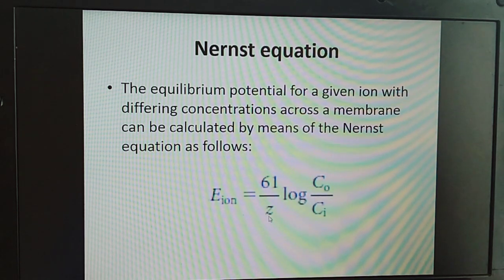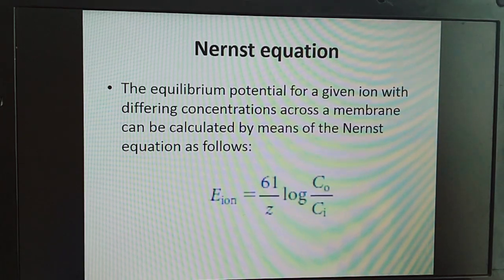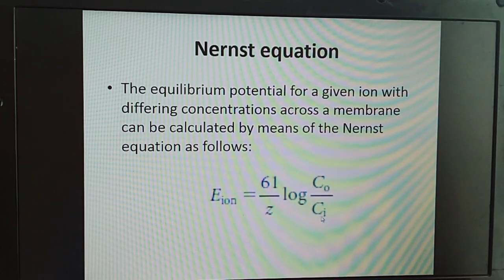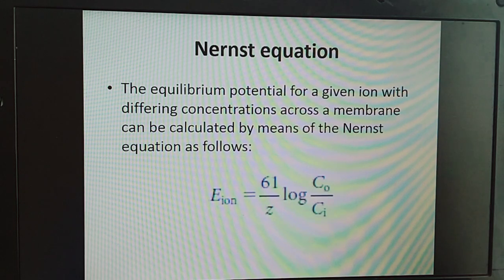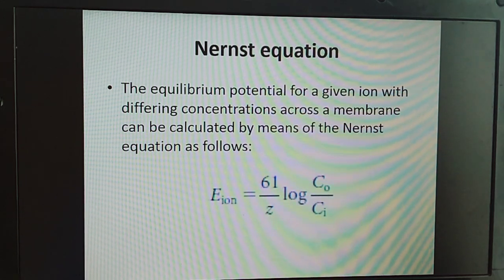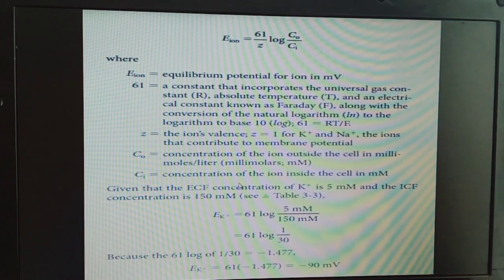Z stands for the valency of that ion, and then the logarithm of the concentration of that ion at the ECF by the concentration of that ion inside, that is in the ICF. So C_i stands for inside and C_o for outside. O is ECF and I is ICF. So let's have a look at how exactly to calculate the equilibrium potential for potassium and sodium.